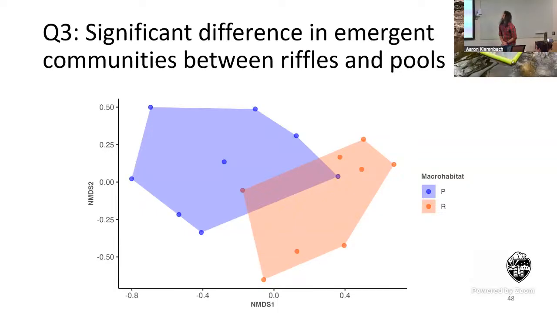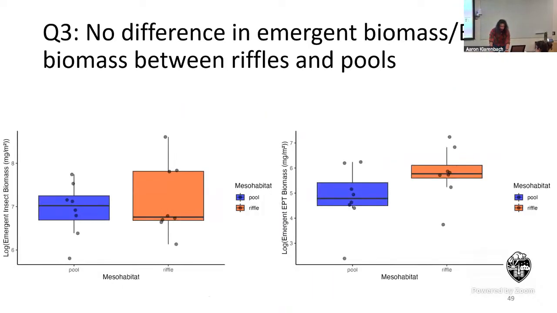And this is what we found. We did find that they have a significantly different community structure. However, there's a bit of overlap in pools and riffles. We did not see any difference in emergent biomass or EPT biomass between riffles and pools, unfortunately. I guess that was just the case. But this might be due to several reasons. One, it might be the low sample size. And two, it may be that emergent taxa don't show specificity for emergence location.